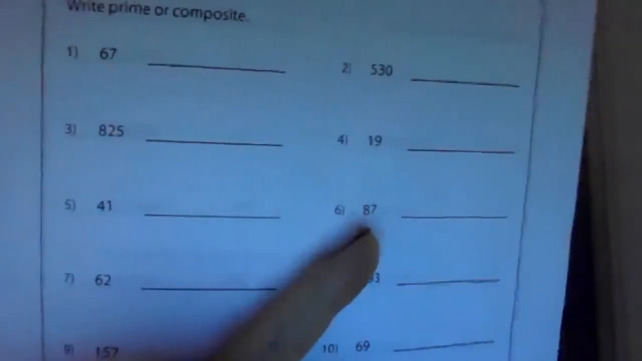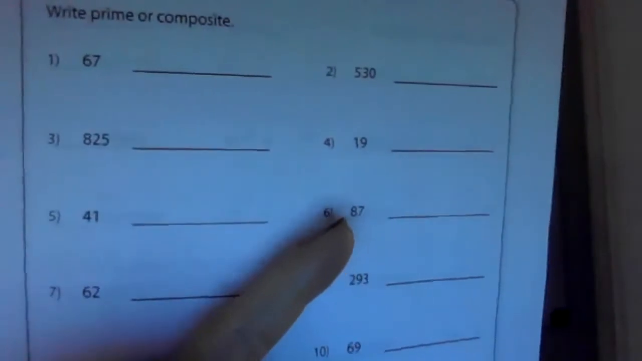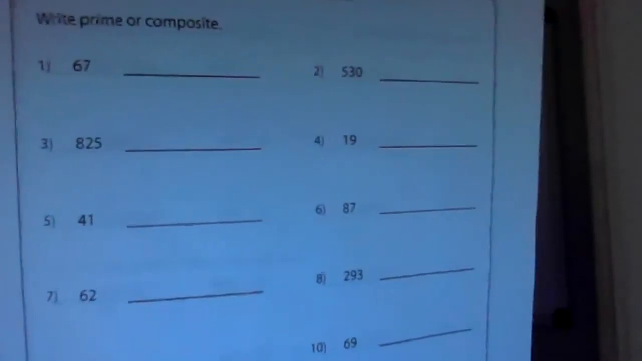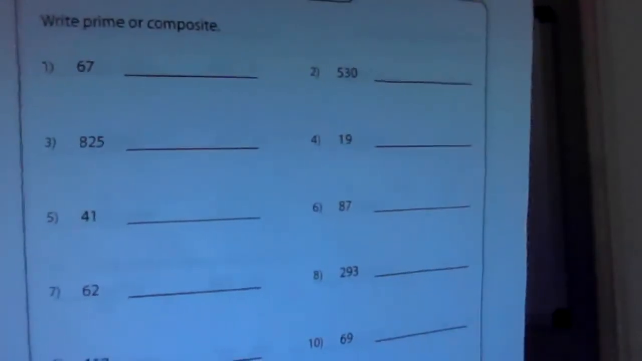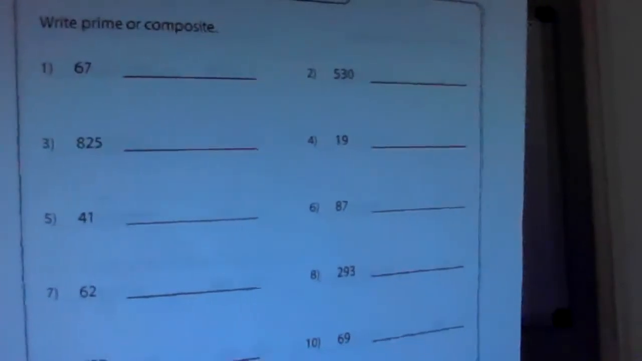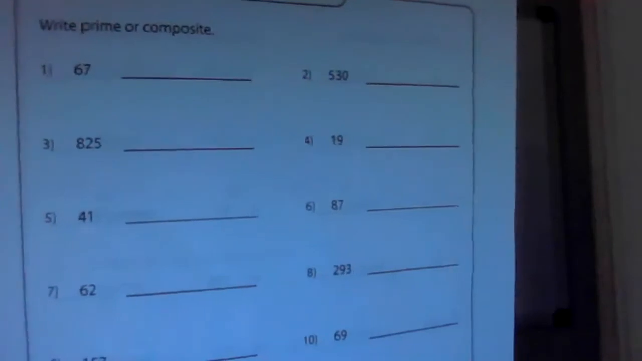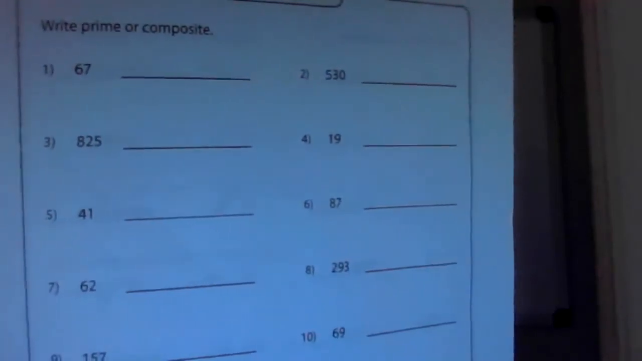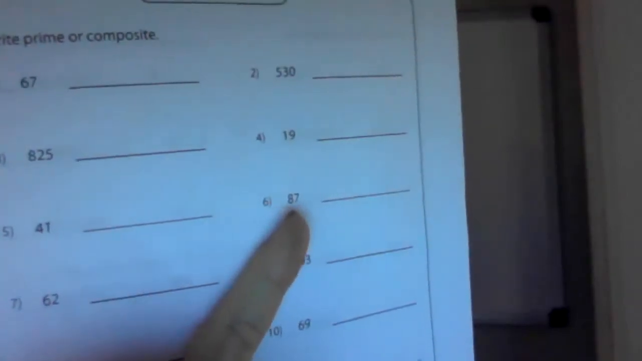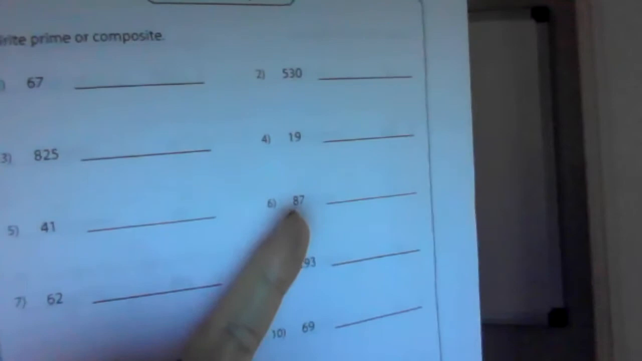Let's look at 87. If I add the digits 8 and 7, that gives me 15, right? Does 15 divide by 3? Yeah. Then 87 will definitely divide by 3. Y'all see? Add the digits. So if it'll divide by 3, it's already not prime because it'll divide by something besides 87 and 1.